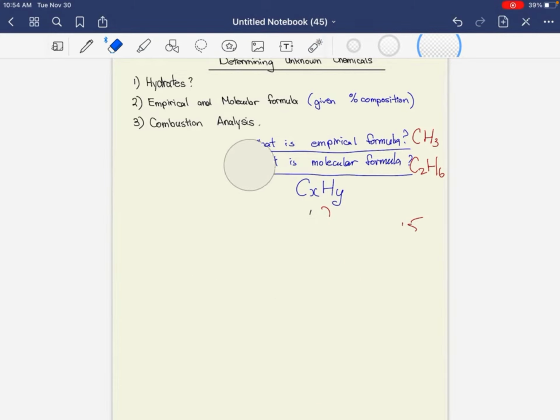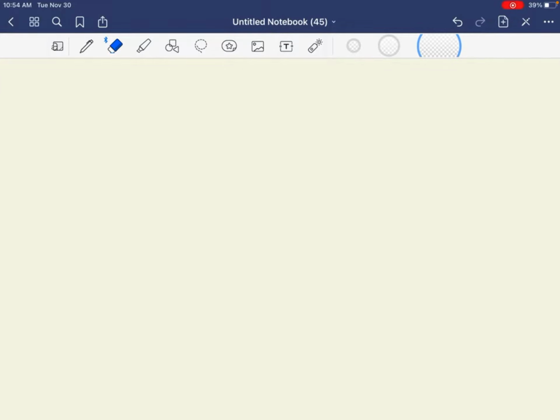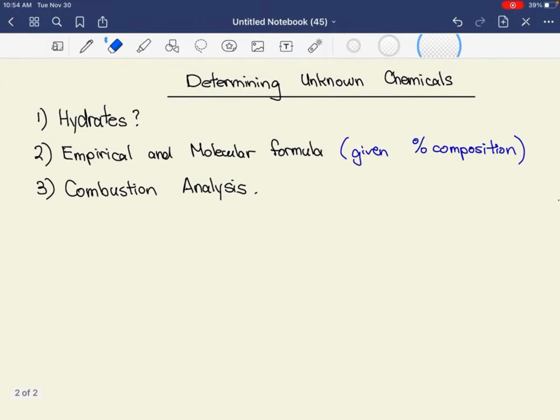So make sure you try some of those practice questions I have for you. All right, the third one. Oh, this one is a big one. This is combustion analysis. Now, what are you given here? Okay, you are given mass of reactants and products.